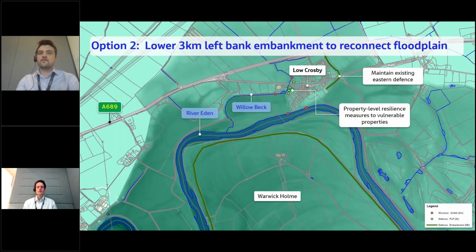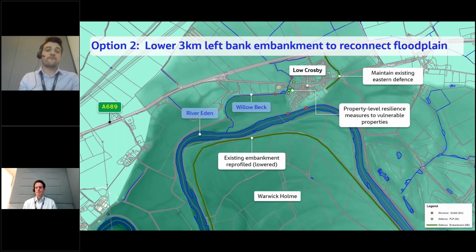But then this option is radically different to the raised linear defence solution because it then has no further work in the village. It's all about what's happening on the other bank of the river. On the other bank of the river, we have an existing 3-kilometre long length of flood embankment that's about 2 meters high. That embankment has been there for over a century, and it essentially allows the land behind it to be farmed for arable farming.